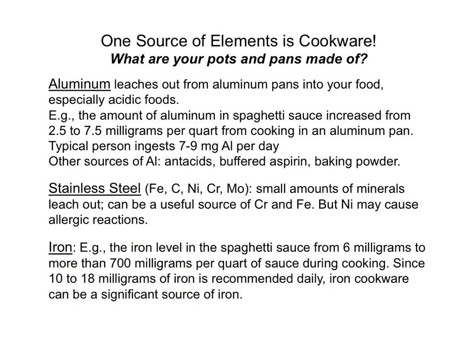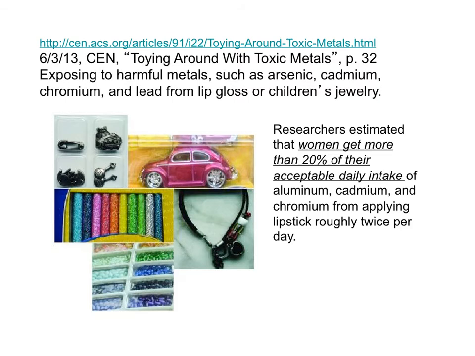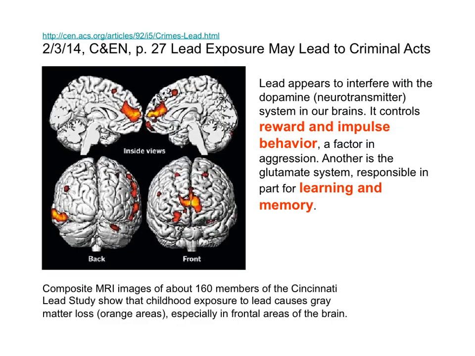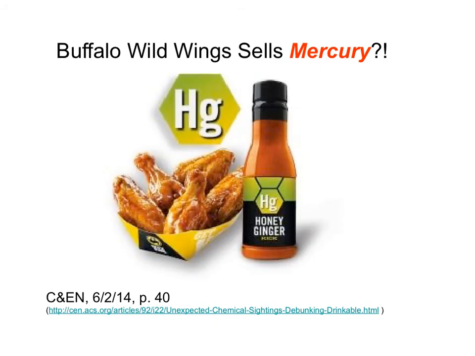One source of metals in your diet could be from your pots and pans. Pots and pans use elemental aluminum and iron. The acidic tomatoes and spaghetti sauce oxidizes the aluminum and iron to ions. We'll learn how acids react with metals later. A source of color is metals. Read the label before you buy and use these products. Lead is a very toxic metal, but Buffalo Wild Wings sells mercury.